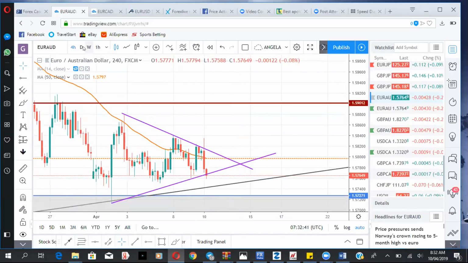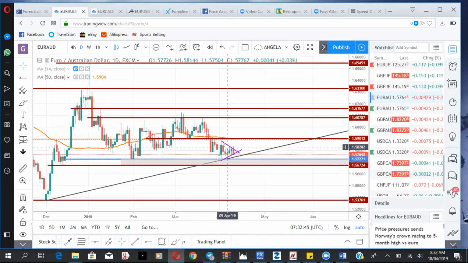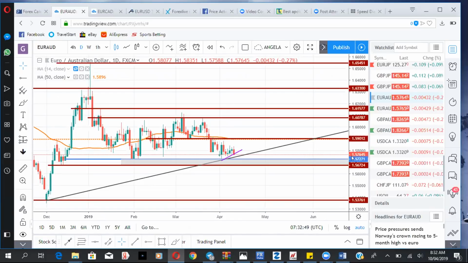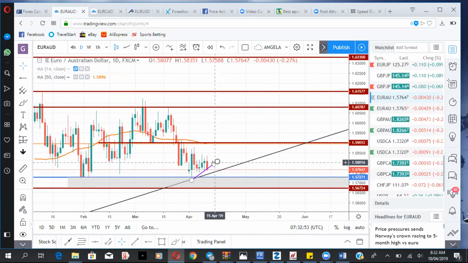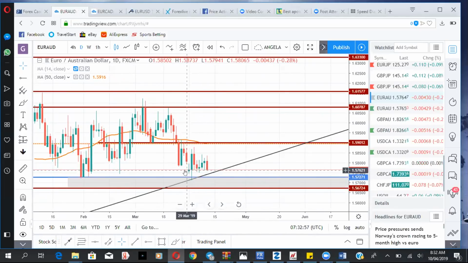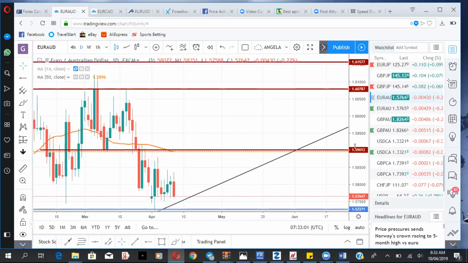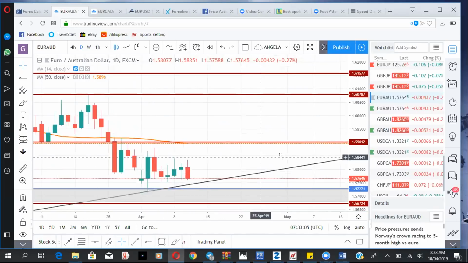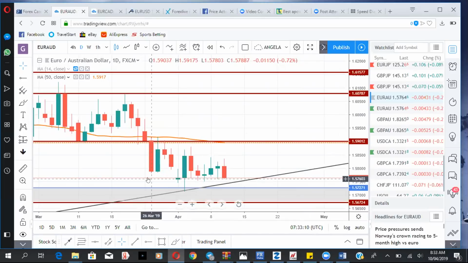Looking at the EURAUD from a daily point of view, this pair has just been bouncing up and down like a tennis ball. It has just been going up, down, down, up, down, down, up. So now this is the daily view. It's back down to this support area. And if you notice, there's something you need to pay attention to here. This bullish candle is an anchor candle.